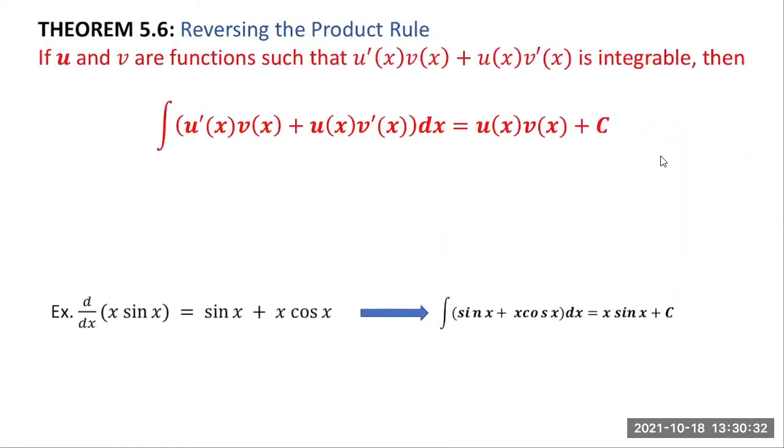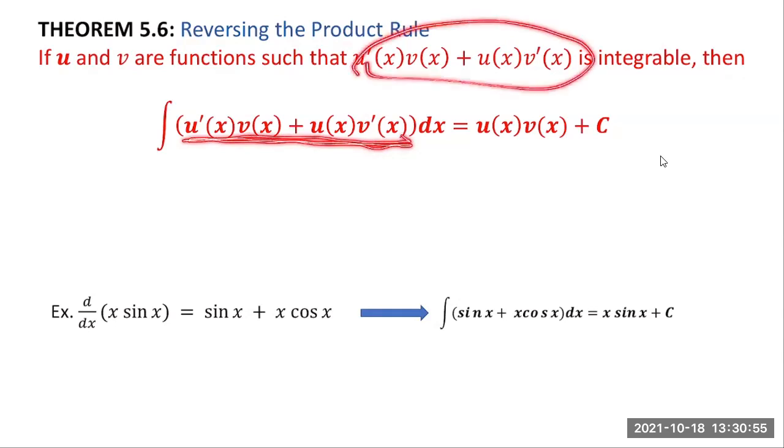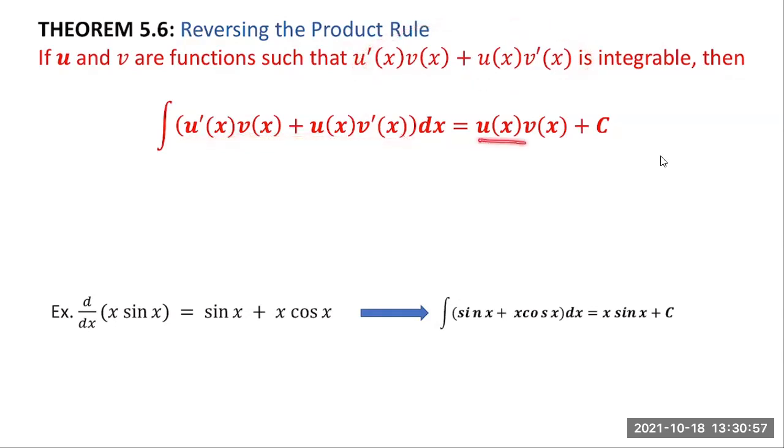All right, I want to start with this particular theorem, Theorem 5.6, reversing the product rule. Here is what the theorem tells us. If u and v are functions such that u prime of x times v of x plus u of x times v prime of x is integrable, then the indefinite integral of this function is equal to u of x times v of x plus c.